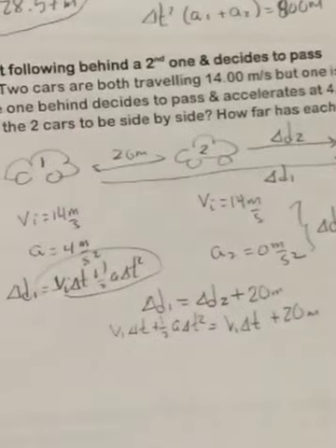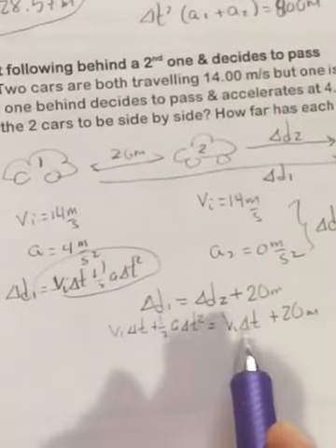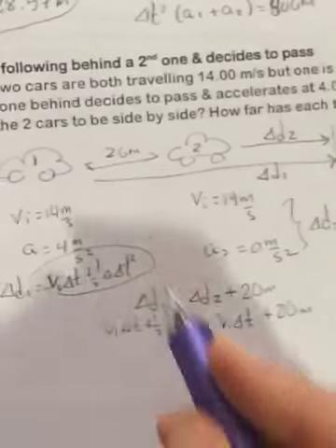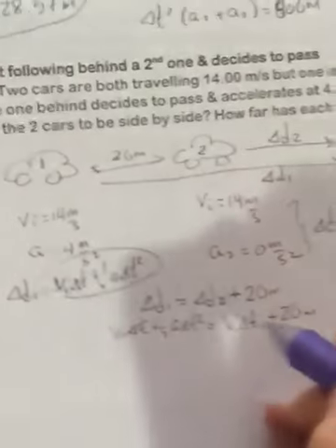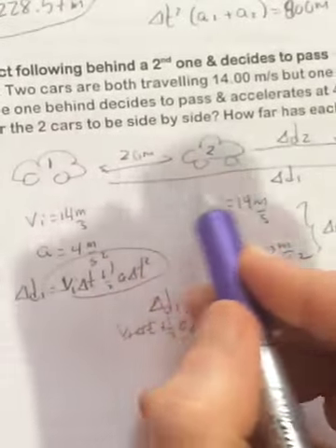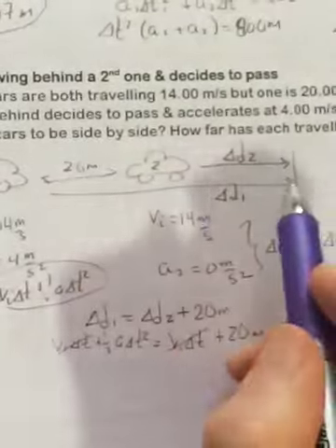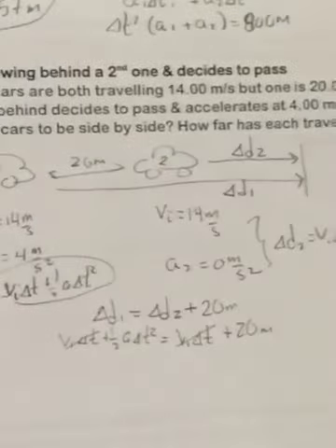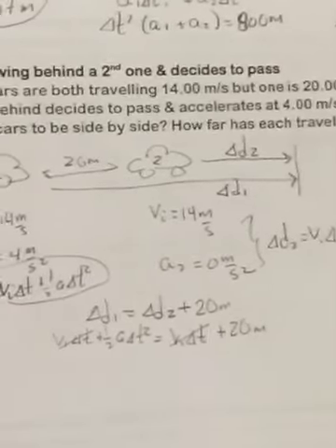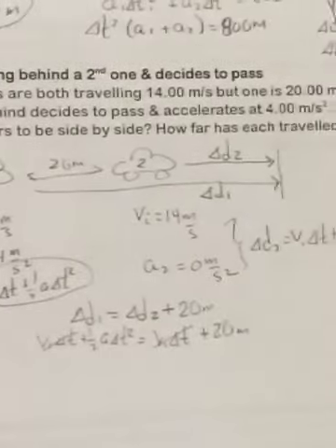And that might look awful, but remember the VI's are the same. So when you bring this VI over, it's going to be VI delta T minus VI delta T, and they're identical. They're going to cancel. The times are the same because however long it was taking car 1 to catch up to car 2, that's how long car 2 had to travel. And now all you have to do is solve for the time. So see if you can finish that one, okay? And we'll go over it tomorrow.